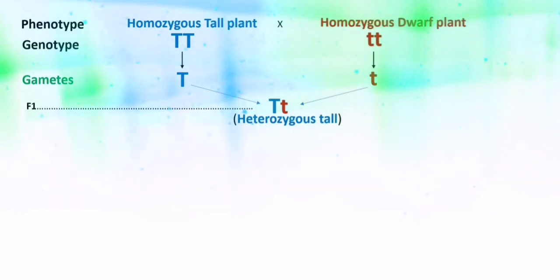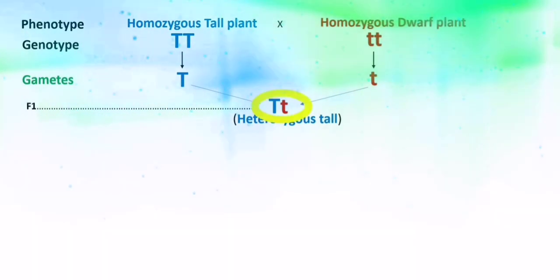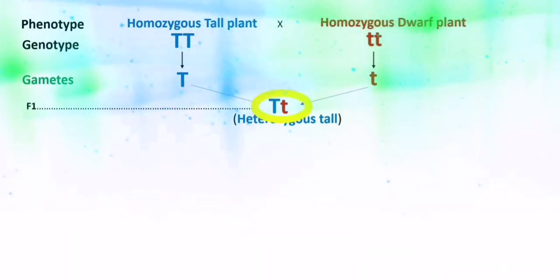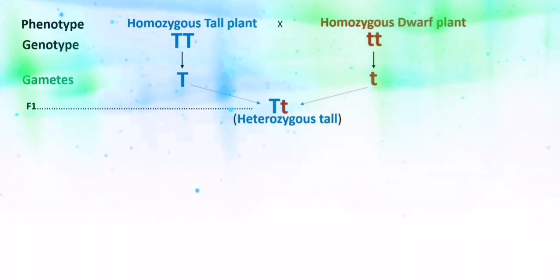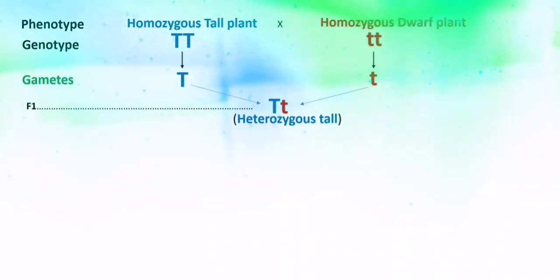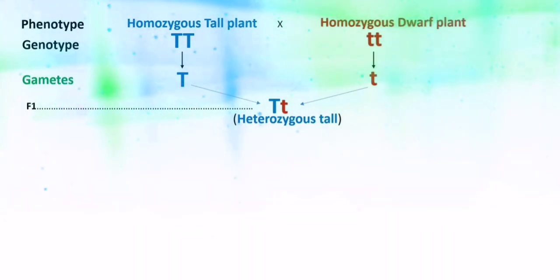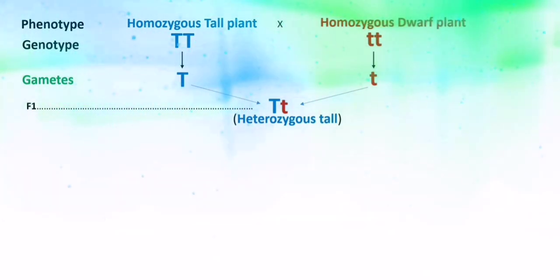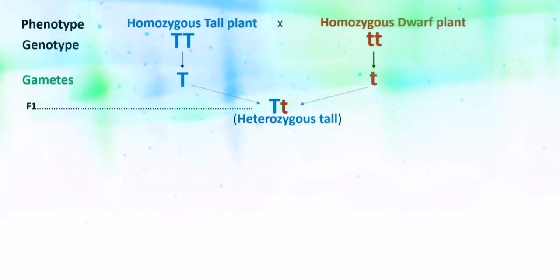So here you can see there are two alleles: the allele for tallness, that is capital T, and the allele for dwarfness, that is small t. But here the plant is heterozygous tall, meaning the allele for tallness has expressed itself since it is the dominant character, and the allele for dwarfness, small t, is recessive. It gets suppressed in the presence of the dominant allele.